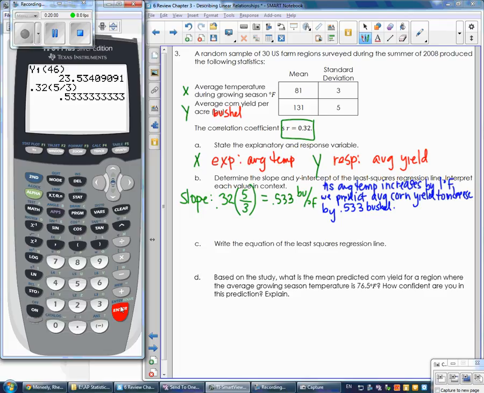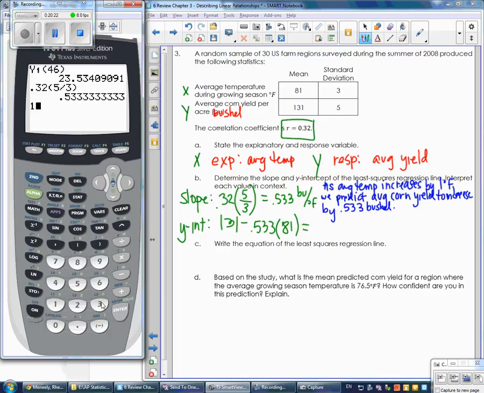The y-intercept, remember you can determine the y-intercept if you know a point on the line and the slope. And the point on every line of best fit is going to be x bar, y bar. And we know the mean of x and the mean of y. And so if we take our mean of y, which is 131, and subtract my slope times the mean of x, which I know is 81, that will give me my y-intercept.